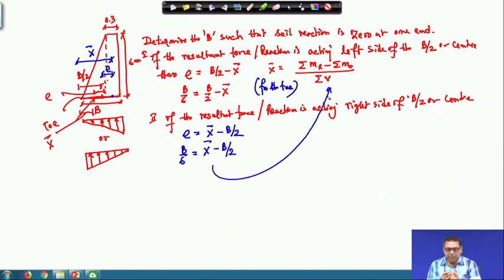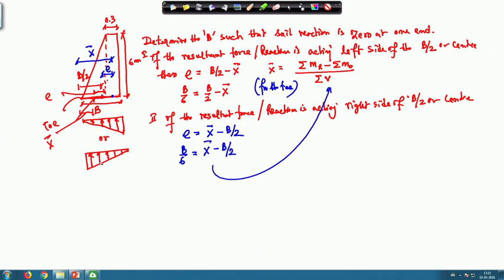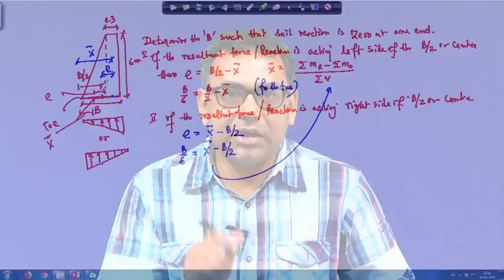Okay? So, this may be one type of problem, because I have solved problems by knowing the B value. But if the B value is unknown, then you can get the B value such that there is no tension at the base of the retaining wall, or it is exactly 0, either by this one or this one, depending upon which direction your resultant force or the reaction is acting. Okay.